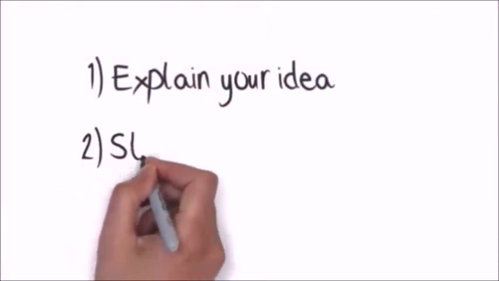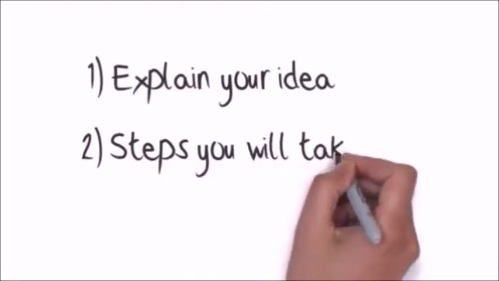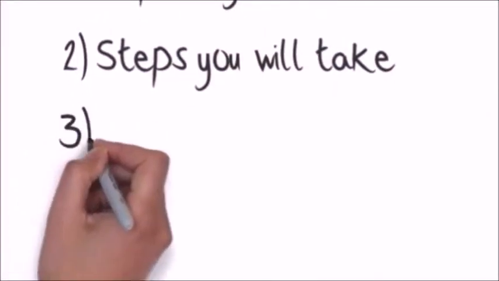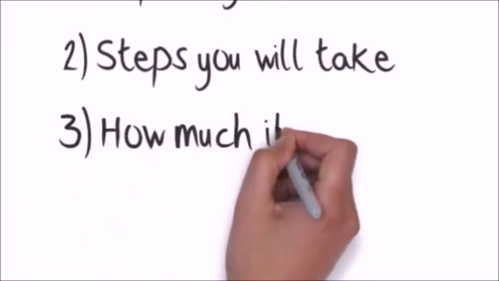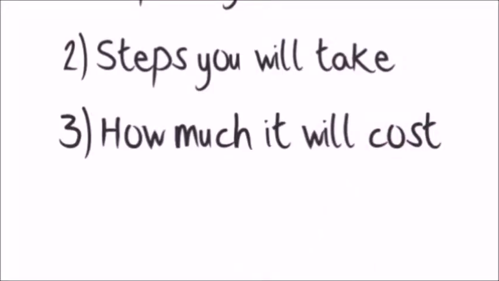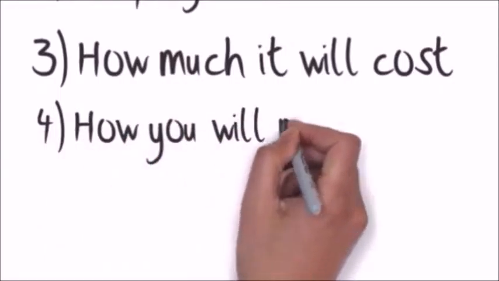That's number one. Number two, you need to explain the various steps you're going to take in moving the idea from being in your head to out on the table. What are these steps going to be? That's the second thing. Number three, you need to explain how much it is going to cost for each of these steps. Number four, you need to explain how you're going to come up with the money for each of these steps.